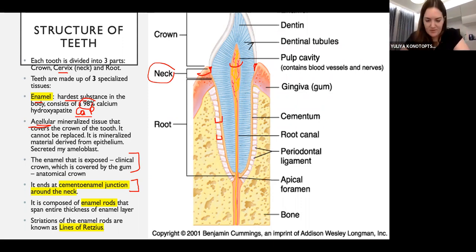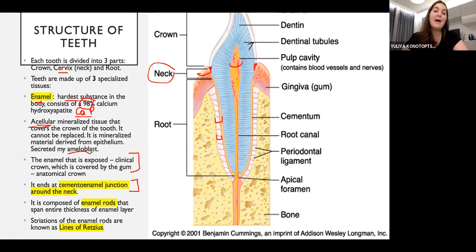But agree with me, somebody had to make it. Yes, there are no cells, but somebody during embryological development had to make it. There are cells which are called ameloblasts. We'll talk about them next class. Ameloblasts are present during embryological development. Okay, so when you were an embryo, within your jaw, you had lots and lots of ameloblasts.